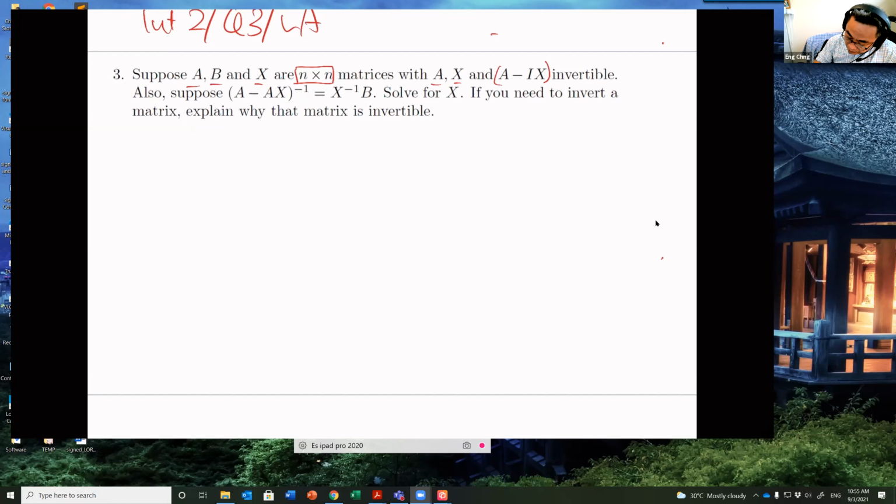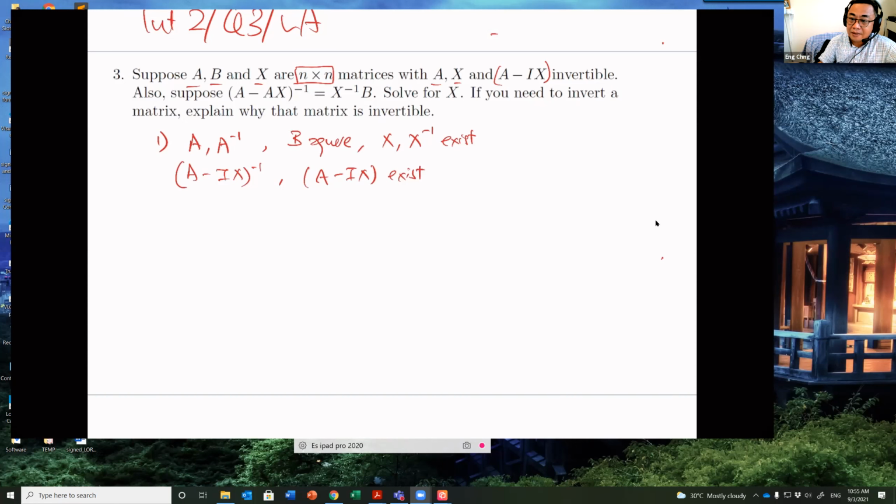All right, so let's write down all that we know first. A and A minus 1 exists. B we don't know. So B is square, that's all we know. X and X minus 1 exists. A minus identity times X, the invertible thing exists, therefore (A minus I)X inverse exists. Okay, if I tell you the inverse exists, of course, it must exist. All right, so we now begin.